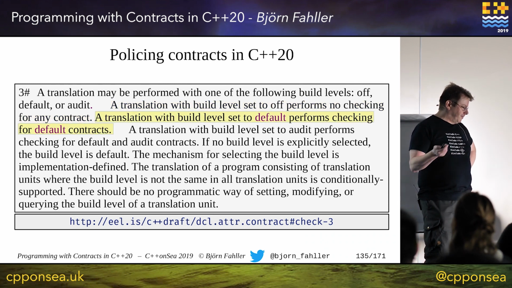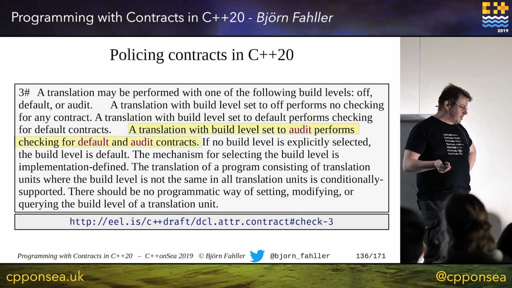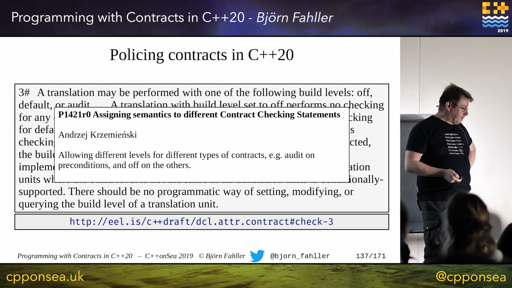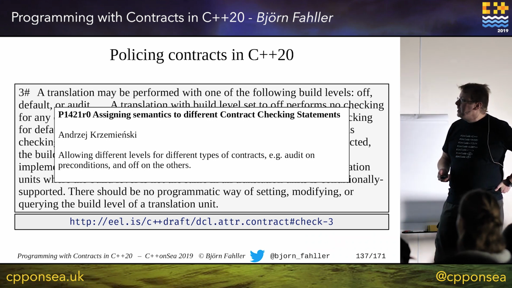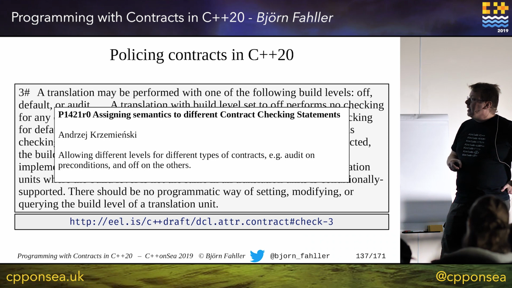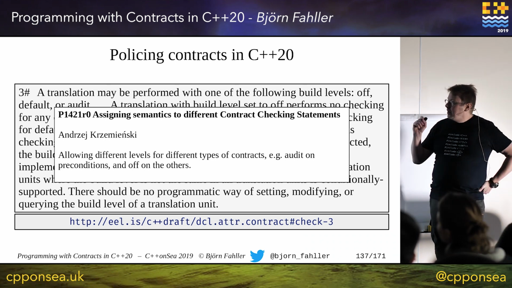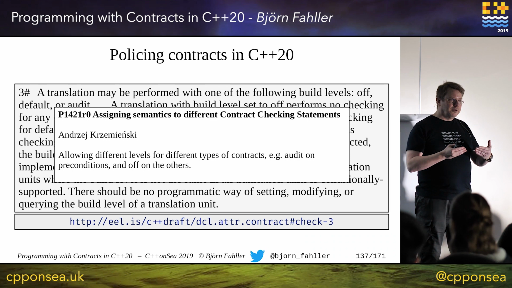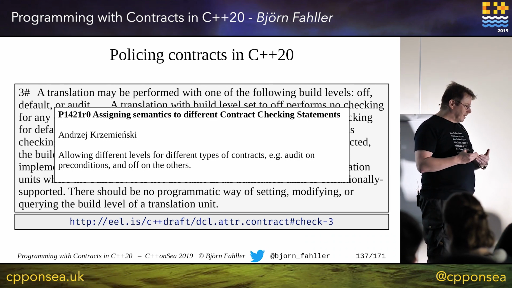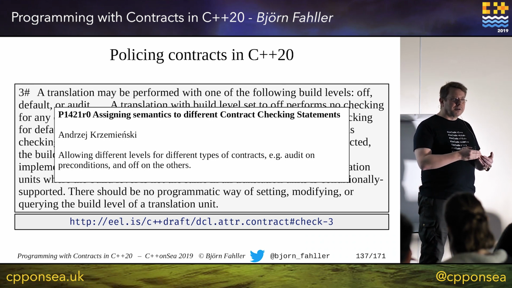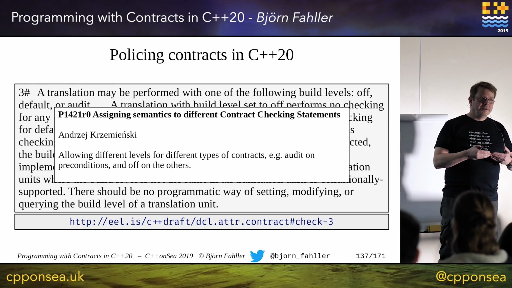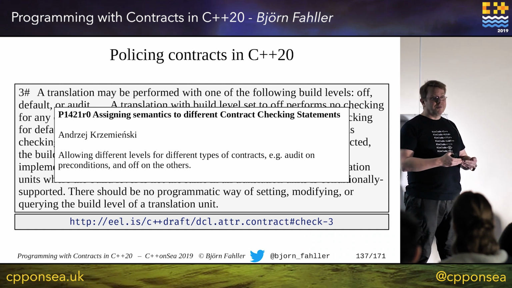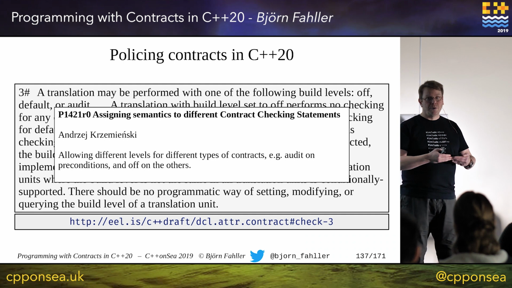A translation with build level set to default performs checking for default contracts only. A translation with build level set to audit performs checks on default and audit. But there is this paper, I will really not go into any details here, but the idea is that maybe you want to be able to set the build with different checking levels depending on the contract types. The argument is that in terms of catching bugs, in the author's experience, and I actually agree, the preconditions are the ones that really get things. The others are less important.